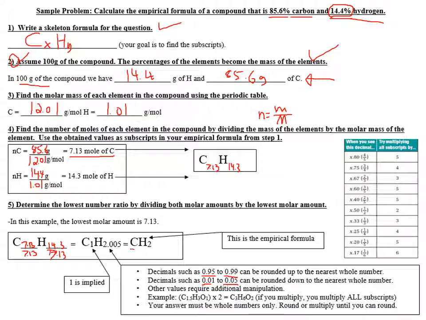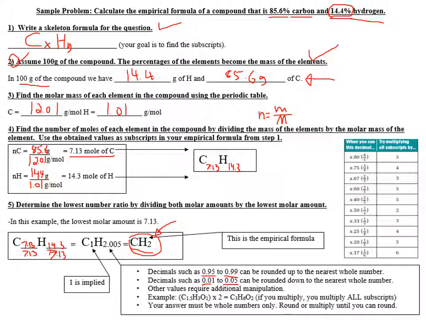So I have C1H2. So according to my rounding rules, I can now round the 2.005 down to 2. My 1 I don't have to rewrite in there, and this is my empirical formula. It's my simplest whole number ratio. It doesn't mean that this is my molecular formula. Doesn't mean this is the actual formula. It just means that in this compound, I'm going to have a 1 to 2 ratio. It could be C2H4. It could be C3H6. We don't know, but at least we know what the ratio is going to be.